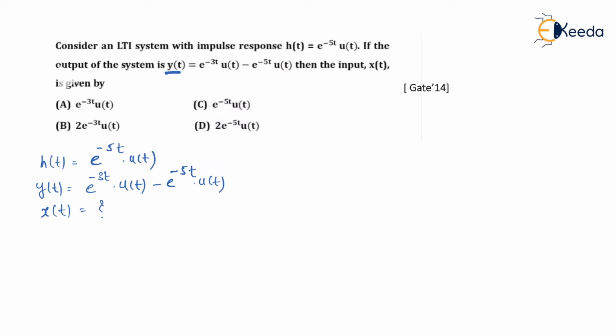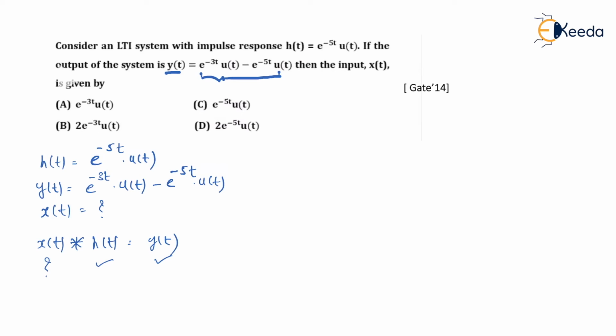So for a change, when they used to give only x of t and h of t and ask us to do convolution and to get y of t, this time impulse response and output is given and they are asking you input. So generally we relate it like this, that is x of t when convolved with h of t we get y of t. This time y of t and h of t they have given and they are asking you what is x of t. So now if you look at y of t carefully and if you know what are the standard results, this time it is e to the power minus 3t minus e to the power minus 5t u of t.